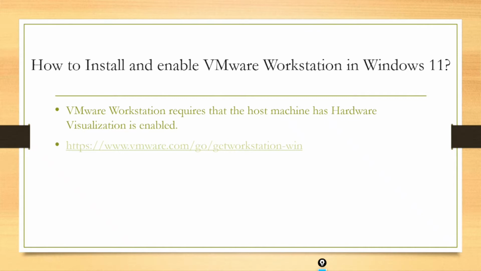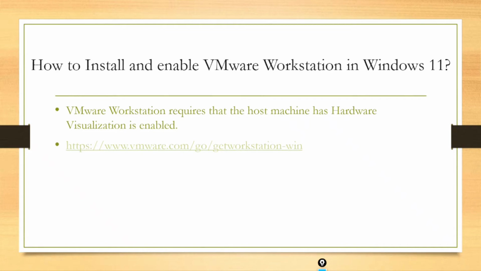VMware Workstation requires that the host machine has hardware virtualization enabled. Most computers today will have this feature, however, it might be disabled in the BIOS. You may have to reboot into the system BIOS and enable virtualization technology in the system BIOS settings. Once you enable hardware virtualization, log back into Windows and go back to the link shown on the screen to download the latest copy of VMware Workstation Pro for Windows.